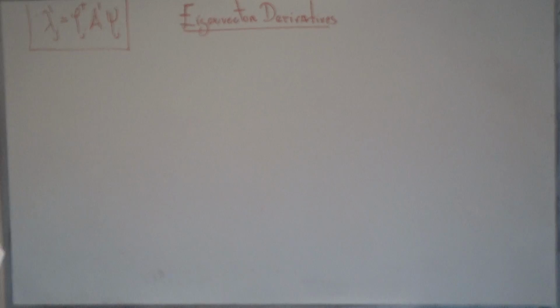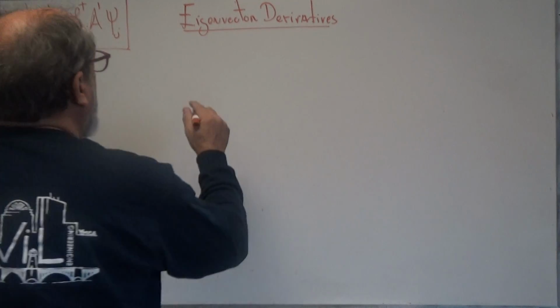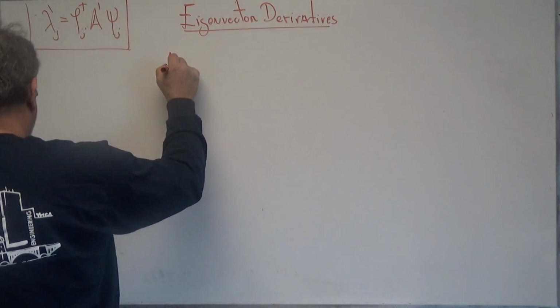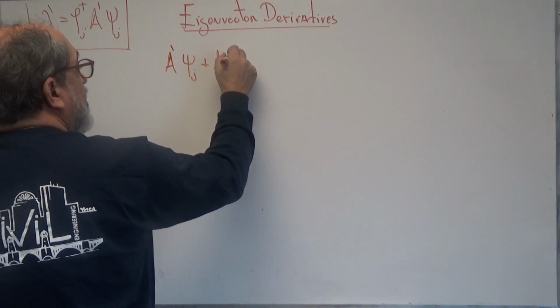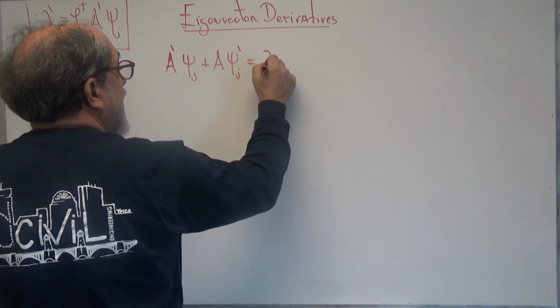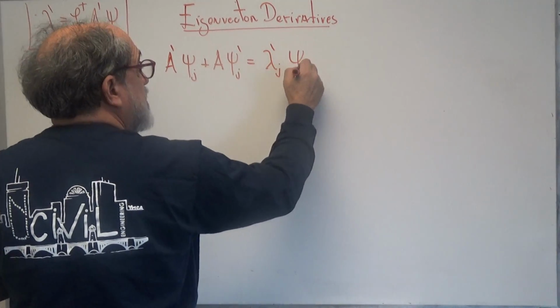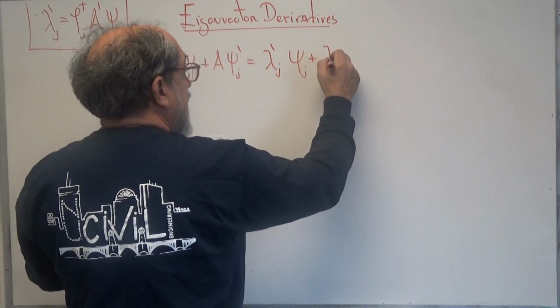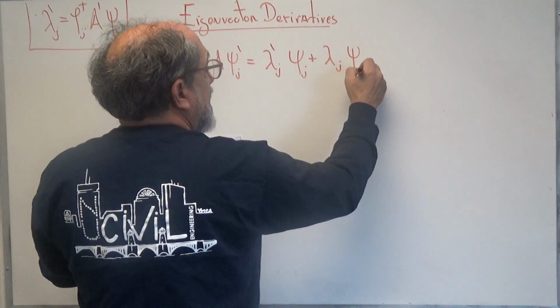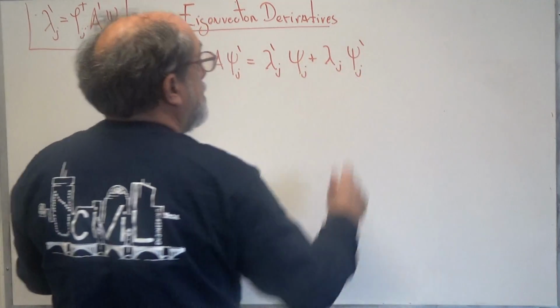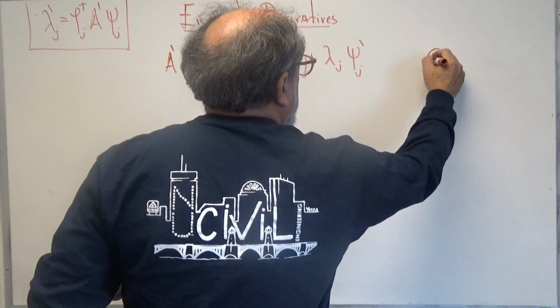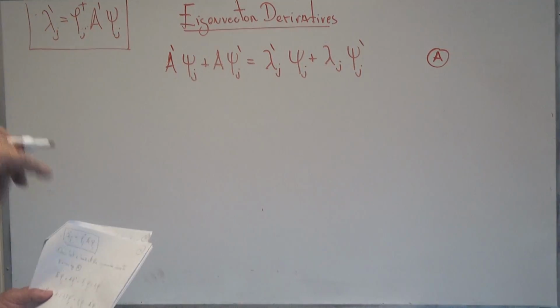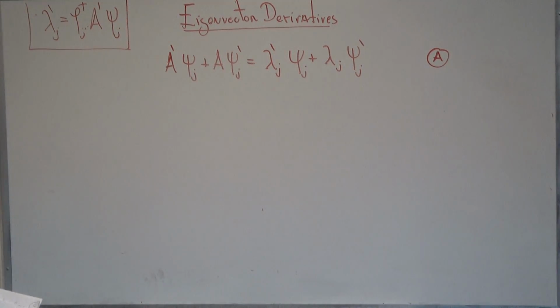And for that, we go back to equation A. So I'll write again equation A, which was A prime phi j plus A phi j prime equals lambda j prime times phi j plus lambda j phi j prime, right? That was equation A. Now, before, when we were doing the derivation, I pre-multiplied by the transpose of the left side eigenvector, but in this case I am not going to do that.